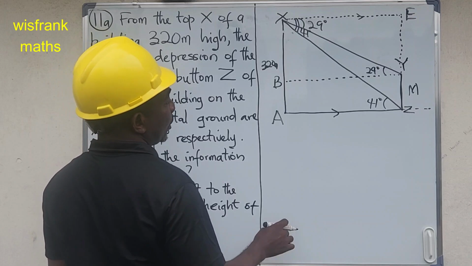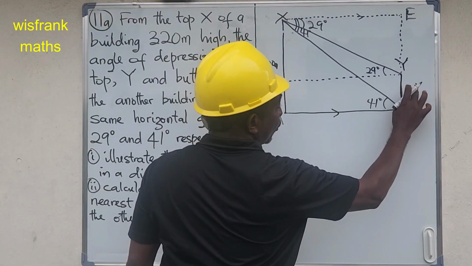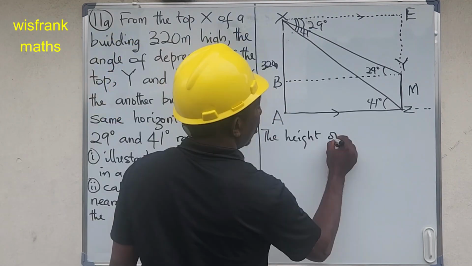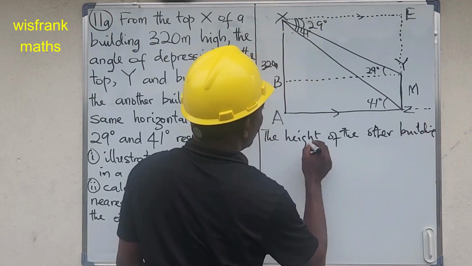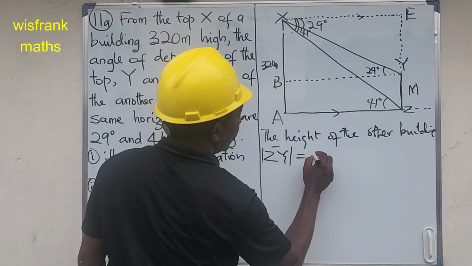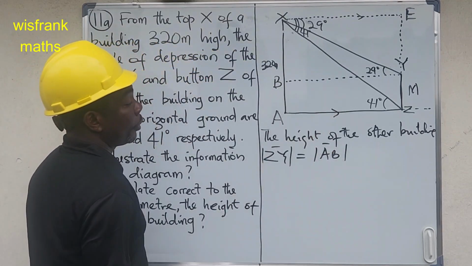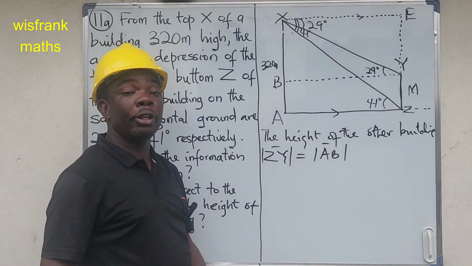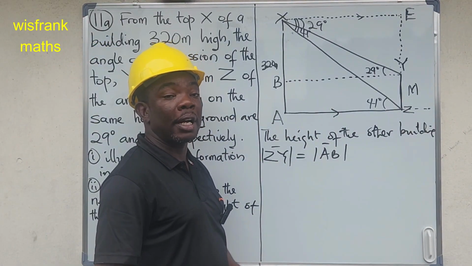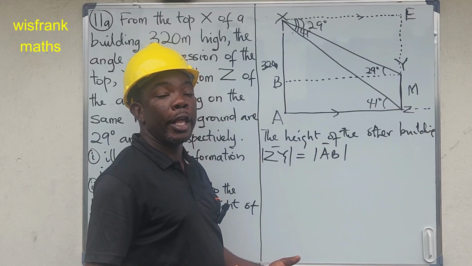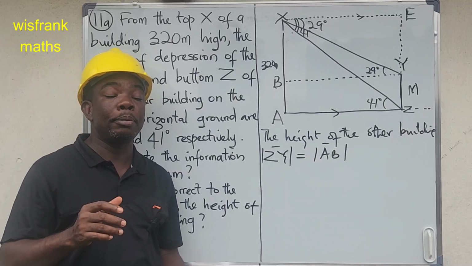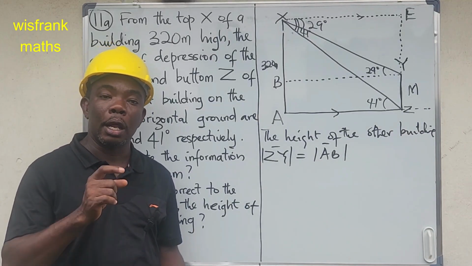So what we are asking is to find the height of the building, which is the same thing as the height of the other building, which is ZY, line ZY, which is equal to line AB from this figure. We are going to use a trigonometric function that says tan theta equals opposite over adjacent. So we will look for anywhere we see opposite over adjacent, and also that means the values of two sides of a triangle and one angle.